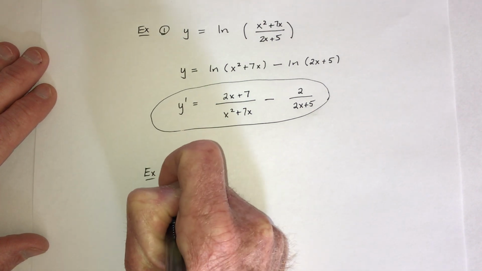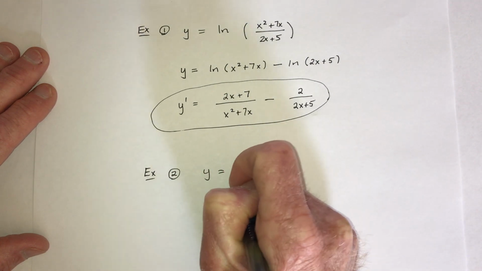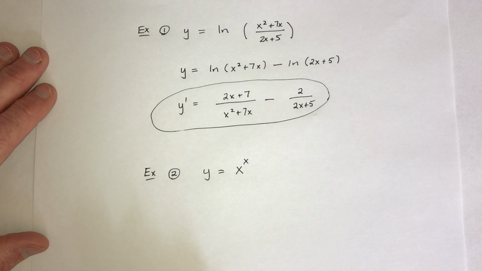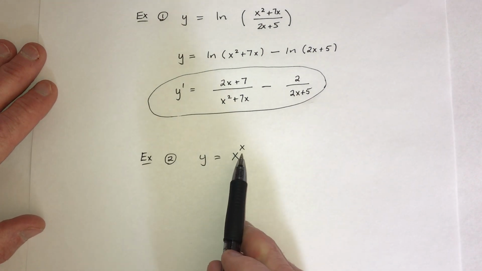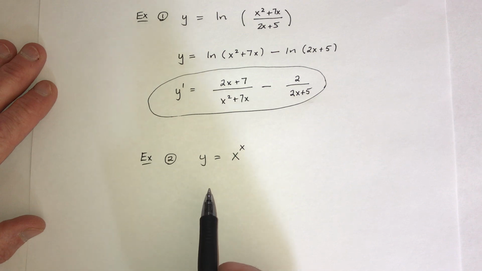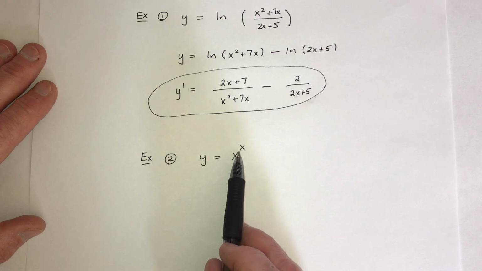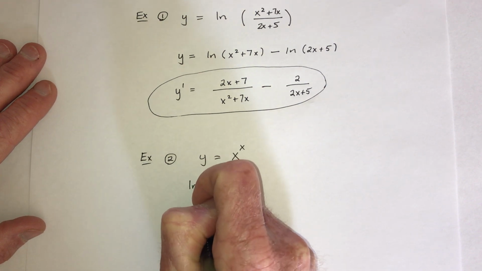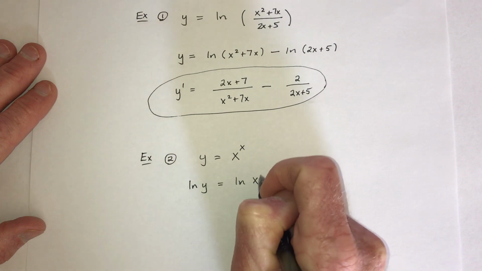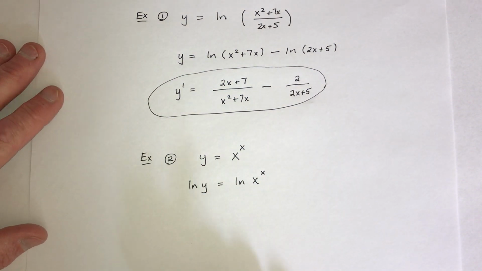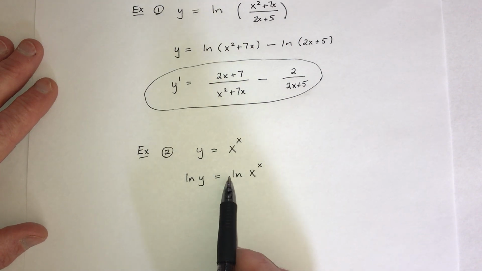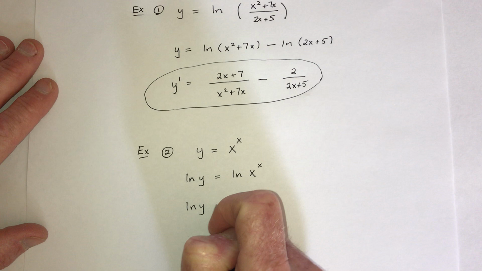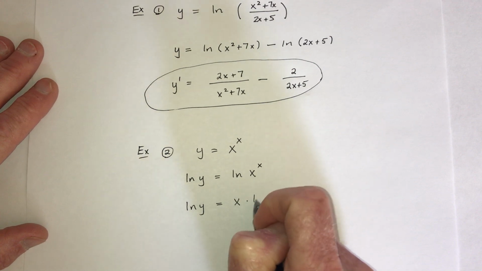Then for example number 2. How about if it's y equals x to the x? So this one you cannot use the power rule. If it said x to the 7, you could use the power rule. If it said x to the negative 1.4, you could use the power rule. But with the x as a variable, you cannot use the power rule. So what we do is take natural log of both sides, and then use that third rule, which says this exponent, you could bring it in front and multiply. So the right side is going to become x times the natural log of x.